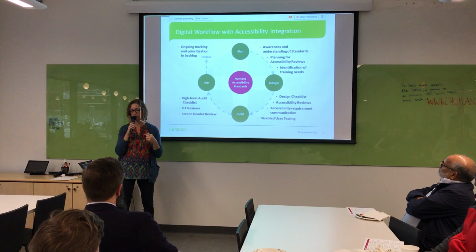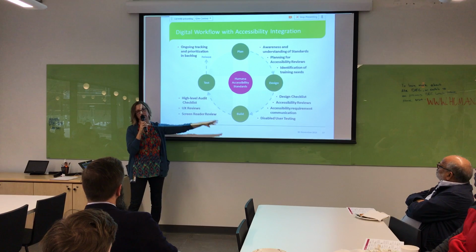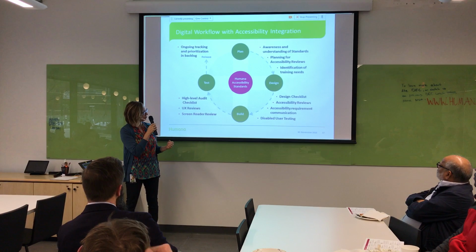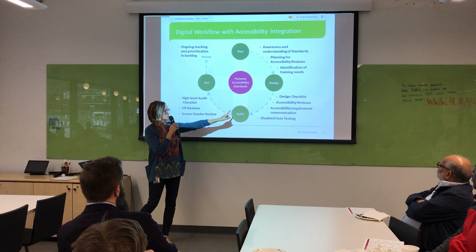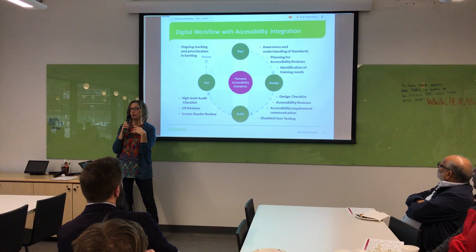And then identification of training needs. You want to do that during planning so you don't get in the middle of an implementation cycle and realize, oh, we don't know how to do this. So get that training ahead of time. Design checklist, which I gave you guys. It's also called the quick reference. Reviews, accessibility requirement communication. How do you tell your developers, this is what I want the hit area to be, not the small area, but the bigger area.